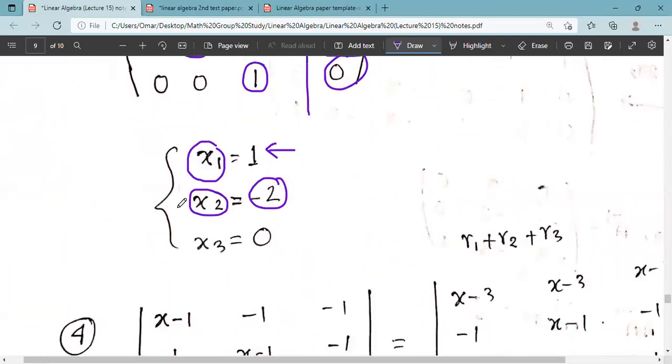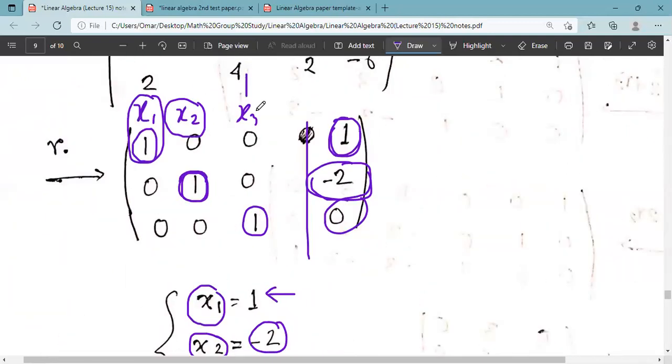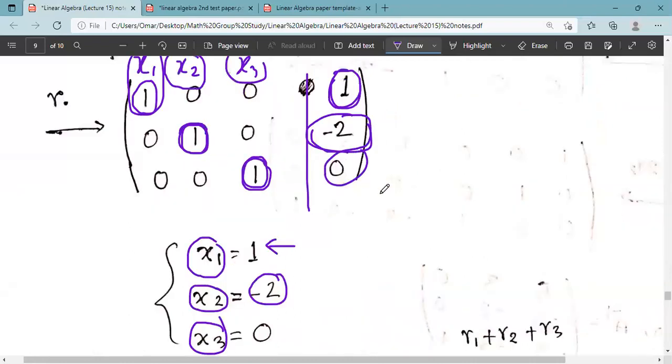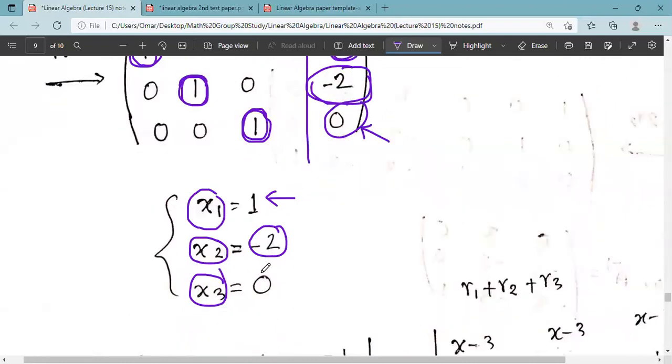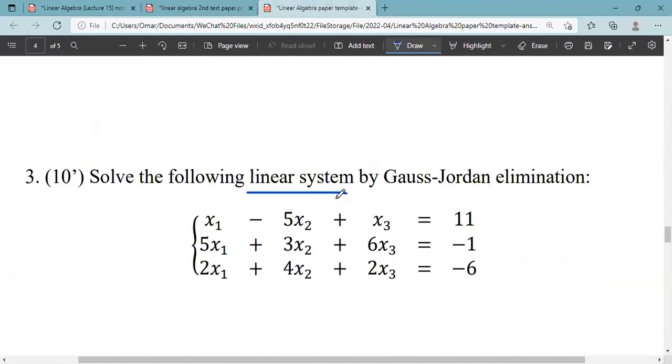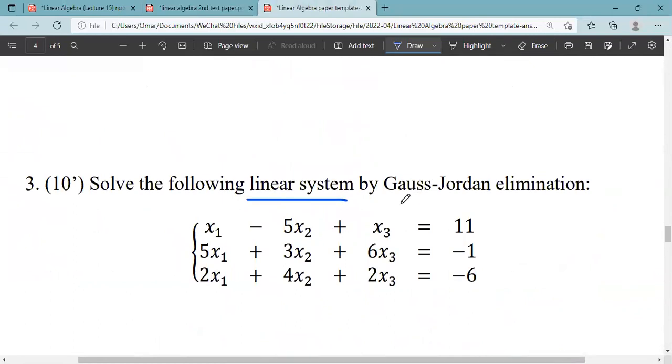And for the third column we have x3. So here is 1, so 1 multiplied by x3 is x3, and on the right side we have 0. So x3 is equal to 0. So this is the solution for this linear system. This way we find the solution of a linear system by Gauss-Jordan elimination.